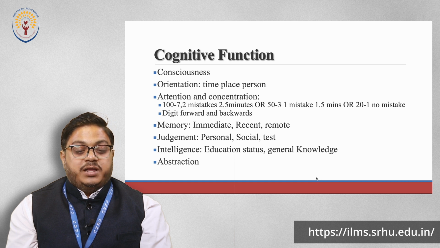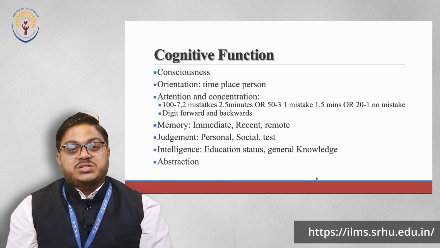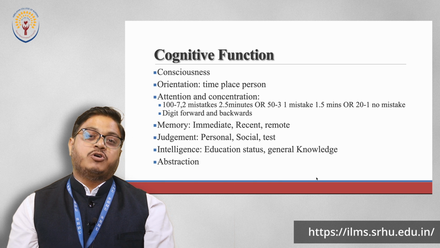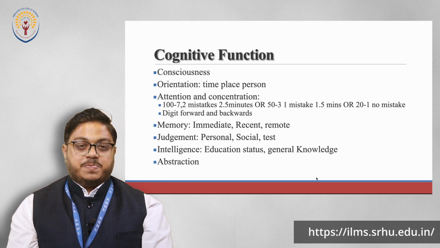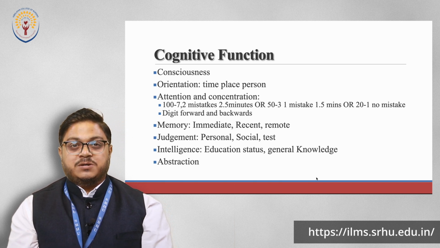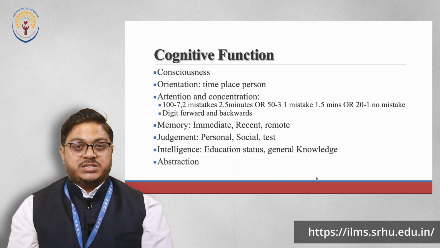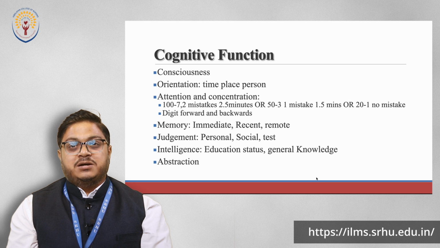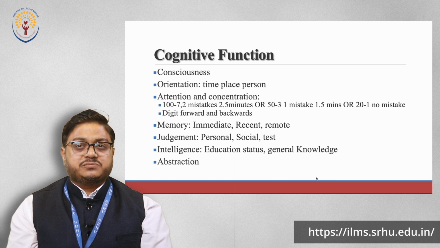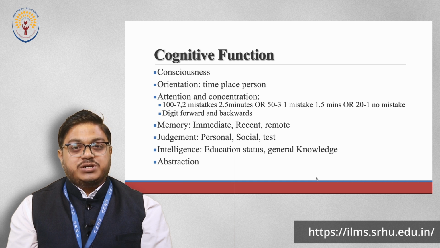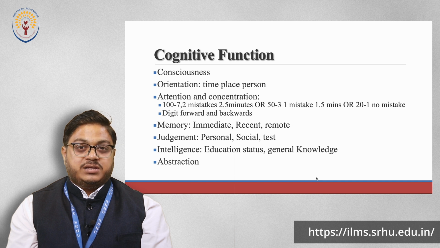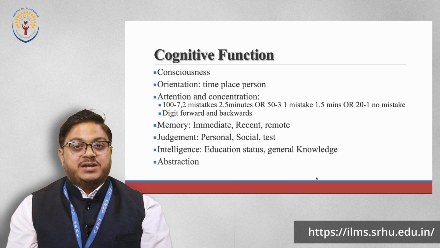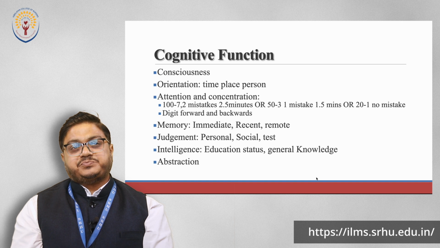In cognitive function, the first thing we are going to see is the consciousness of the patient, how conscious the person is. So the first thing that becomes utmost important is the consciousness level of the individual. The second thing that we assess in cognitive function is orientation. What is orientation? Orientation is awareness of the surrounding, right? So orientation is awareness about the surrounding.